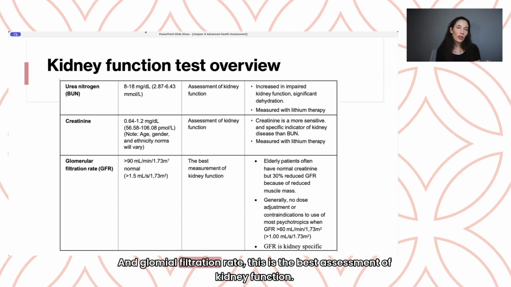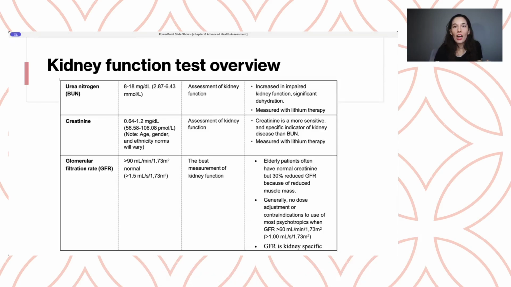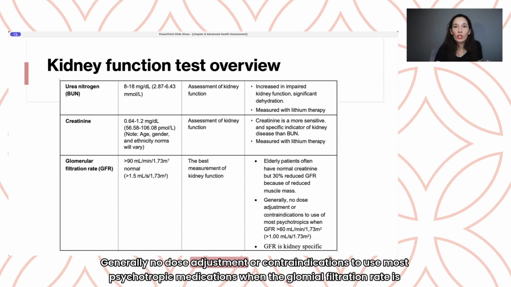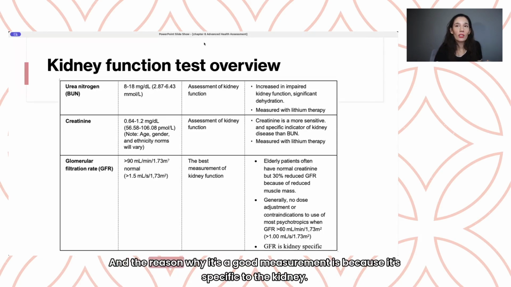And glomerular filtration rate, this is the best assessment of kidney function. Elderly patients often have a normal creatinine, but a 30% reduced GFR because of reduced muscle mass. Generally, no dose adjustment or contraindications to use most psychotropic medications when the glomerular filtration rate is greater than 60. And the reason why it's a good measurement is because it's specific to the kidney.